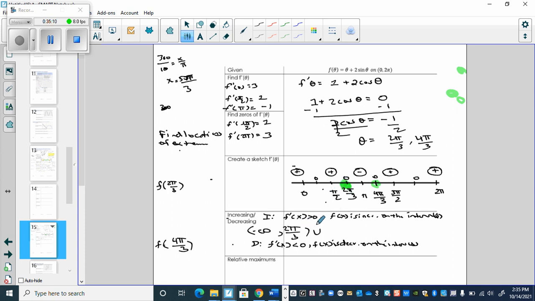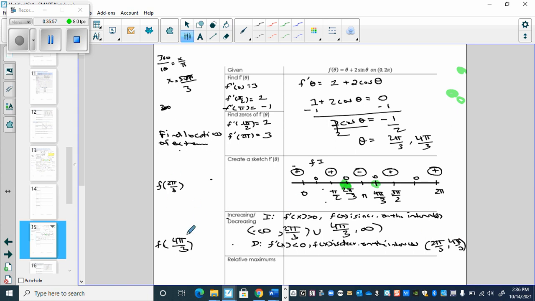Oh, well, let me rephrase what I'm saying. I'm thinking about, yeah, negative infinity to 2 pi over 3. It's increasing. F is increasing because f prime of x is greater than 0. And then from 4 pi over 3 to infinity, it's also increasing. Glad I checked. Now, decreasing from the interval from 2 pi over 3 to 4 pi over 3.